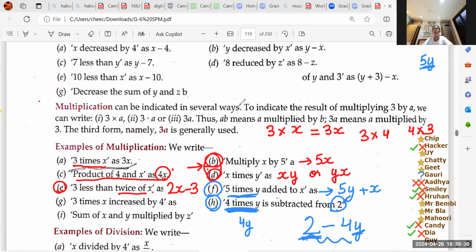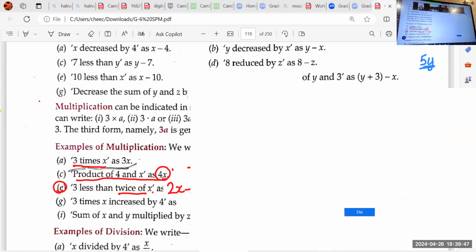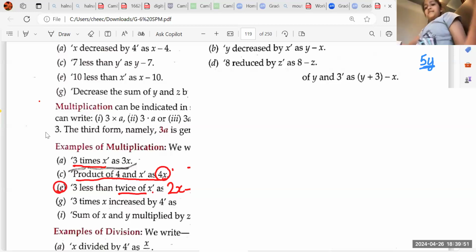Sir, can I go and get my tab's charger? Okay, Vita, you can bring some nuts also for yourself. Okay, sir. So do the G and H part.